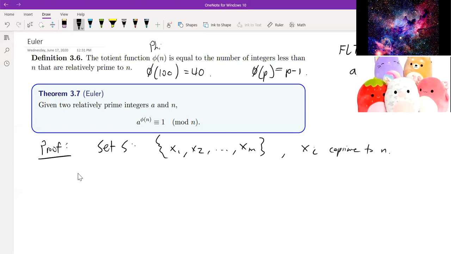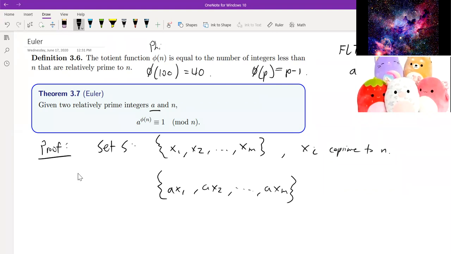And now we're going to look at a cool trick. We're going to multiply all the numbers in S by our number a. We're going to assume a is co-prime to n as well. So if we multiply all the numbers by a, we have ax1, ax2, all the way to axm. These numbers should all still be relatively prime to n, because when we multiply two numbers relatively prime to n by each other, the product is still relatively prime to n.